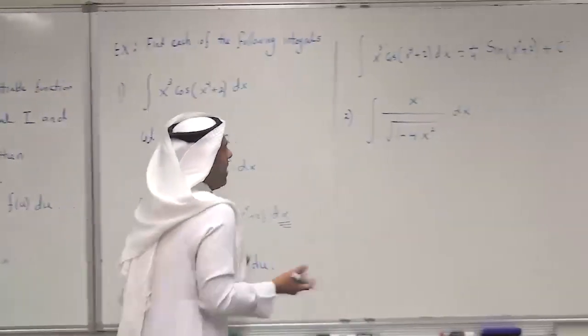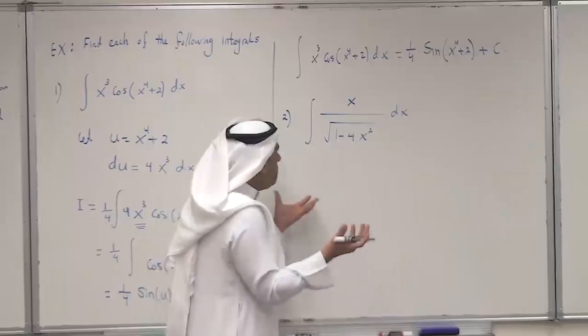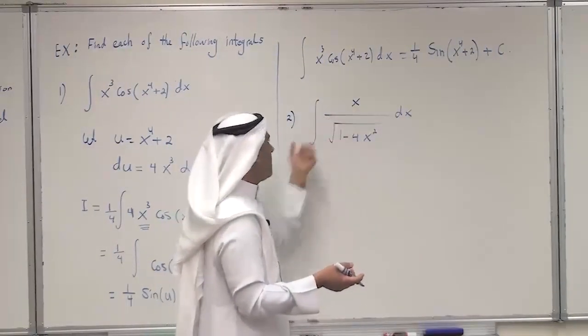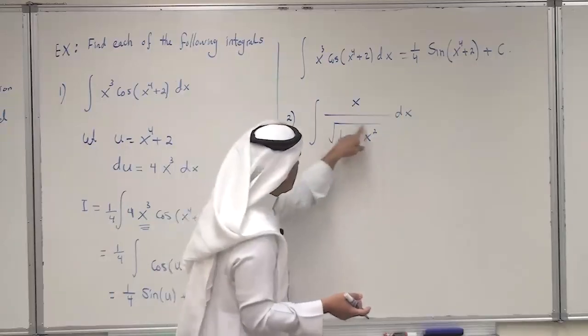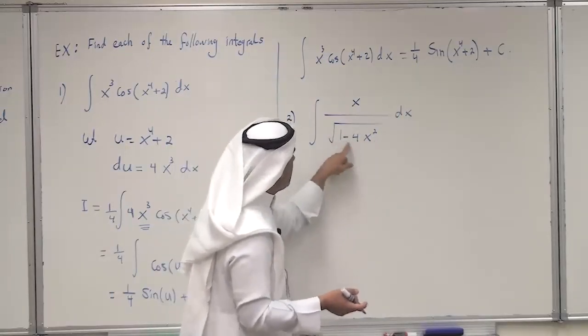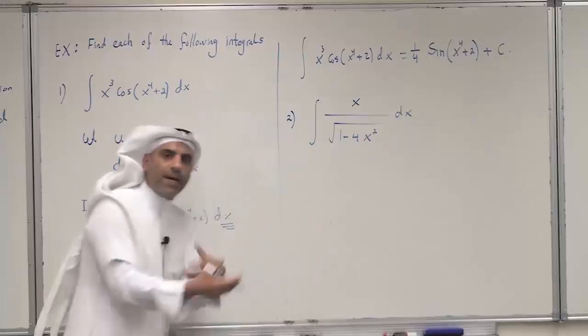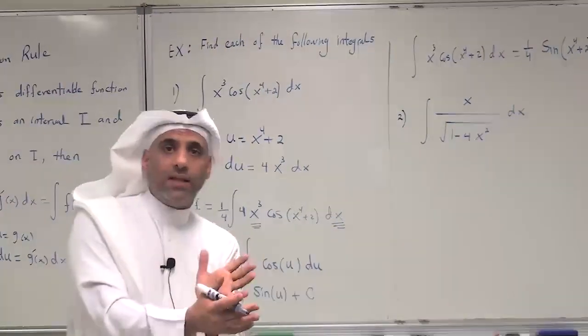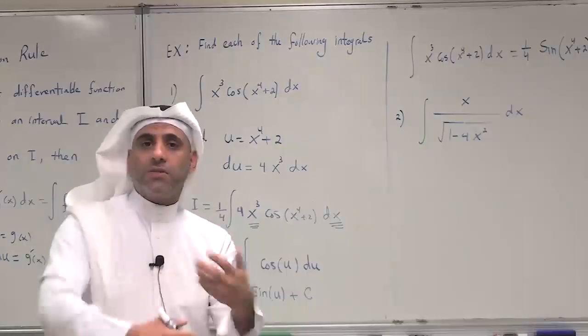Okay, we have choices for u. Maybe someone will say I will take u equal to x, but is it helpful or not? Someone else will say, okay, I will take u equal to 1 minus 4x squared. You need to try and see the new shape of the integral. If it is better, then it's okay. Otherwise, you need to change your mind.